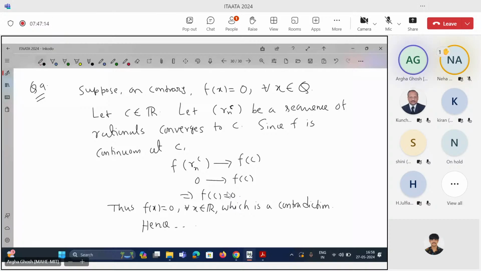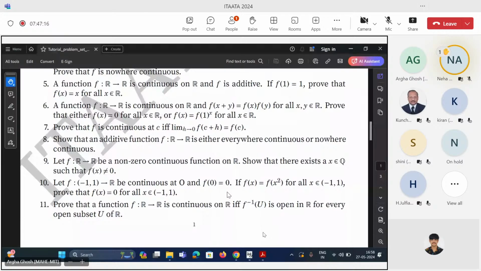Question number 10. Try to solve it. Let f from -1 to 1 to R be continuous at the point 0, and f of 0 equals 0. If f of x equals f of x square for all x belonging to -1 to 1, prove that f of x is 0 for all x belonging to -1 to 1. Again, you have to use the sequential criteria.